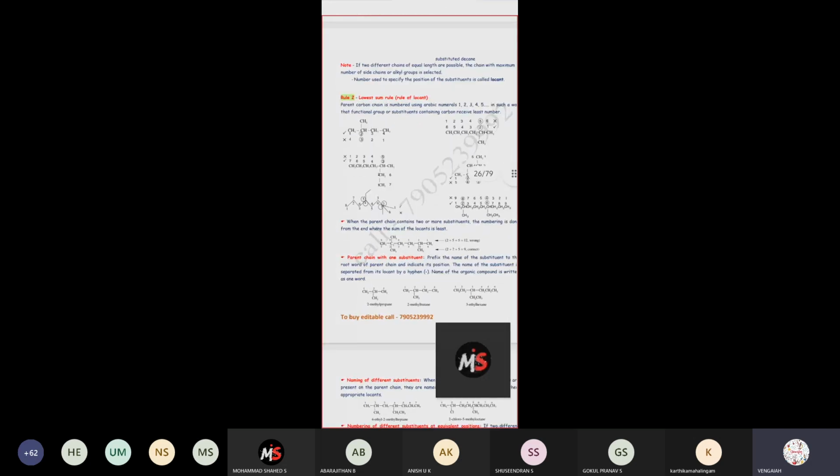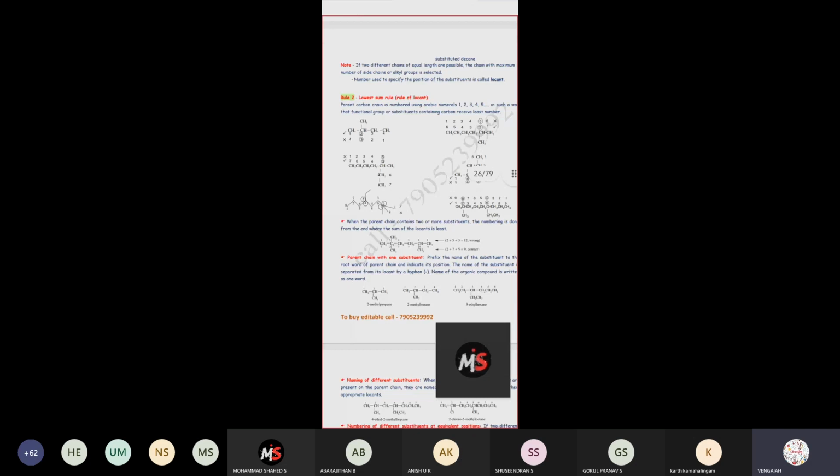We gave some examples in yesterday's class. When the parent carbon chain contains two or more substituents, the numbering is done from the end where the sum of the locants is least. Look at this example. Here we have two cases: 2 plus 5 plus 5 is 12, and 2 plus 2 plus 5 equals 9. Out of these two, which is lowest? 9 is the lowest, so we go for that numbering.